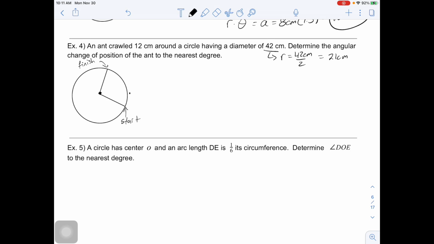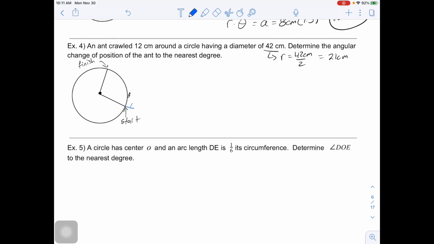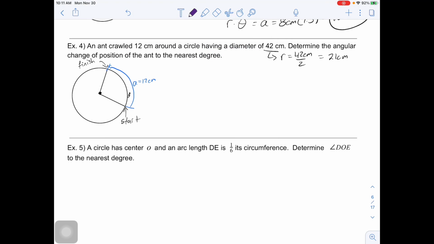Okay, and we have our fun little ant here. It's a creepy looking ant, but that's okay. And it says it crawled 12 centimeters. That would be our arc length. So we started here and we went all the way around and finished here. And this would be 12 centimeters. And the diameter of this circle is 21 centimeters. Or sorry, the radius is 21 centimeters. So our R value is 21 centimeters.